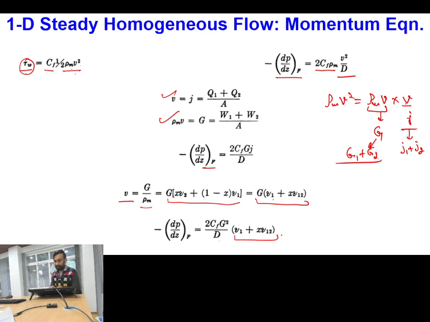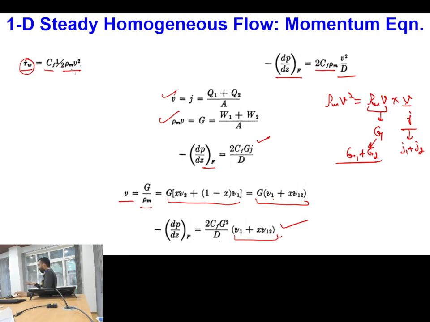So what is the benefit of this equation? Can you tell me the benefit of this equation in comparison to the earlier equation? The benefit is that now, if you consider a pipe in which mass fraction is changing along the length of the pipe, then depending upon the local value of mass fraction, you can calculate the frictional pressure drop. Is this point clear?